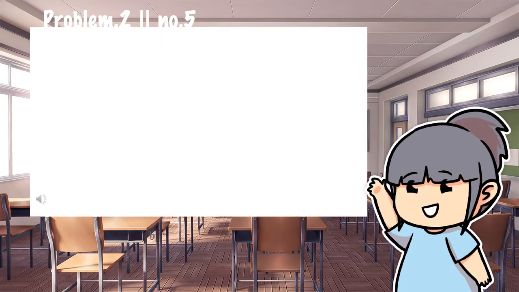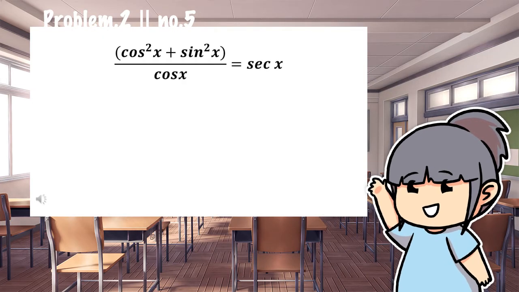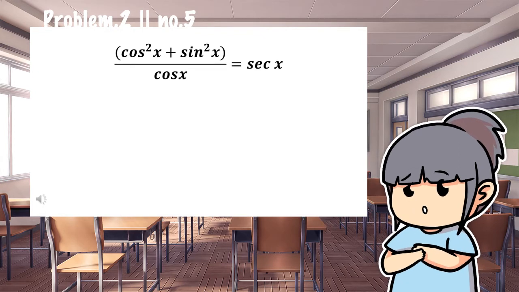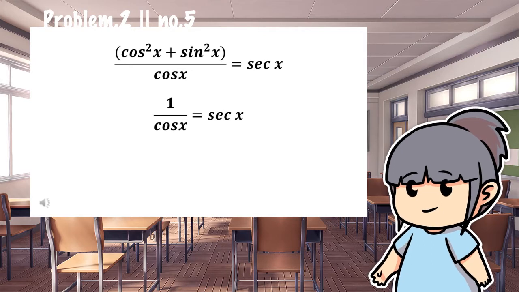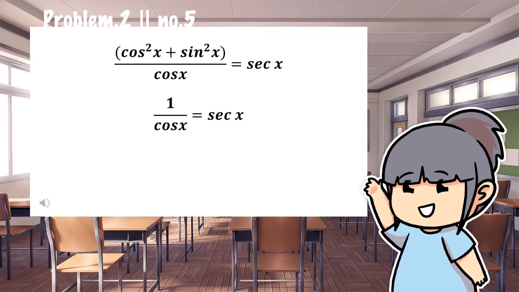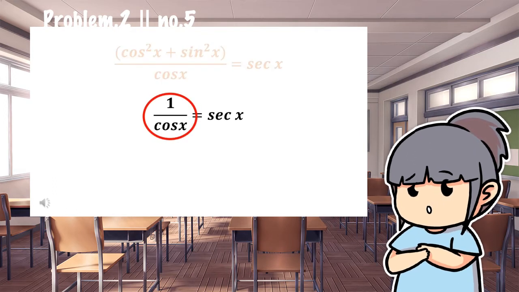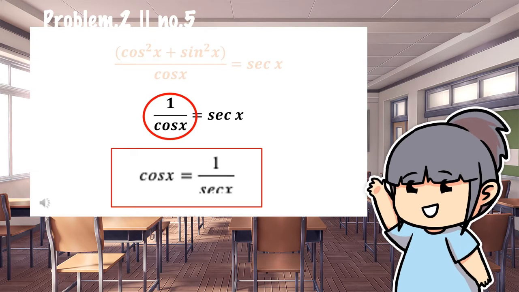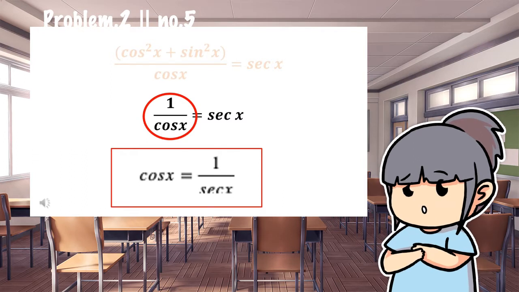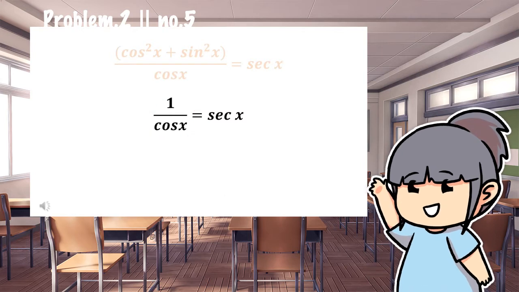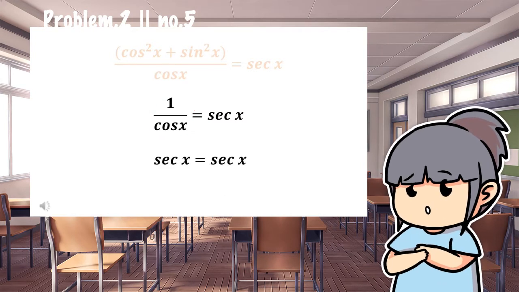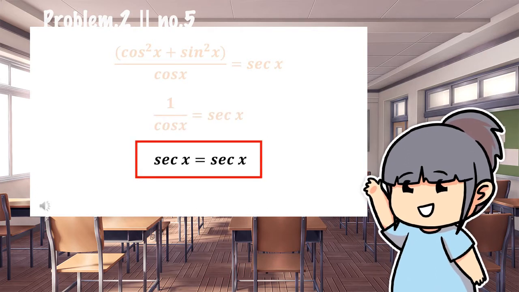To continue, now we have to check our formula. If you look at the Pythagorean identities, sine squared x plus cosine squared x is equal to 1, and we have that here. Since we have 1 over cosine x, we can look again at our reference: from the reciprocal identities, cosine x equals 1 over secant x. Thus, we have secant x equals secant x. Therefore, we are able to verify this is a trigonometric identity.